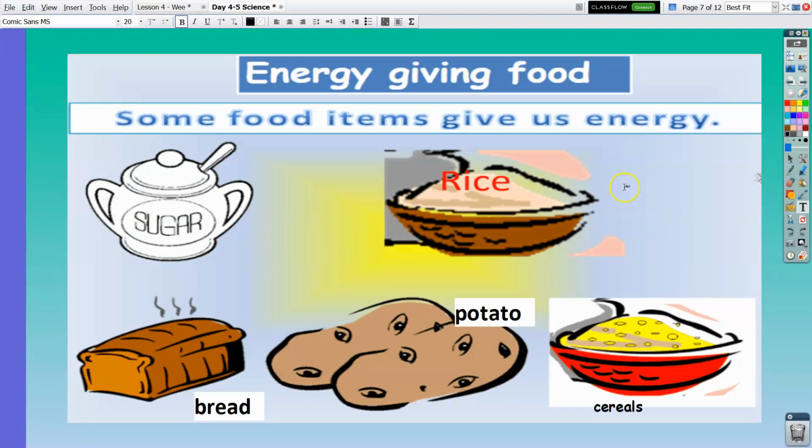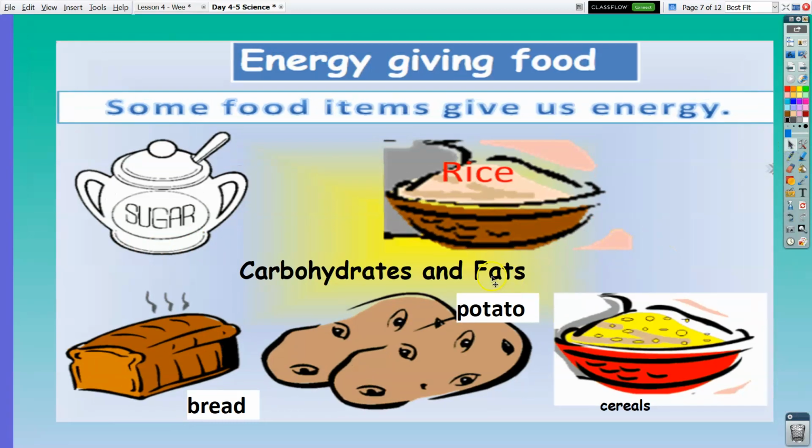Next, we have energy-giving food. Examples are sugar, bread, rice, potatoes, and cereals. These foods come from carbohydrates and fat, or fatty food. Remember, not all fats are harmful. We have to eat fats in moderation. We should burn these fats so they get used up and will not be stored in our tummy.